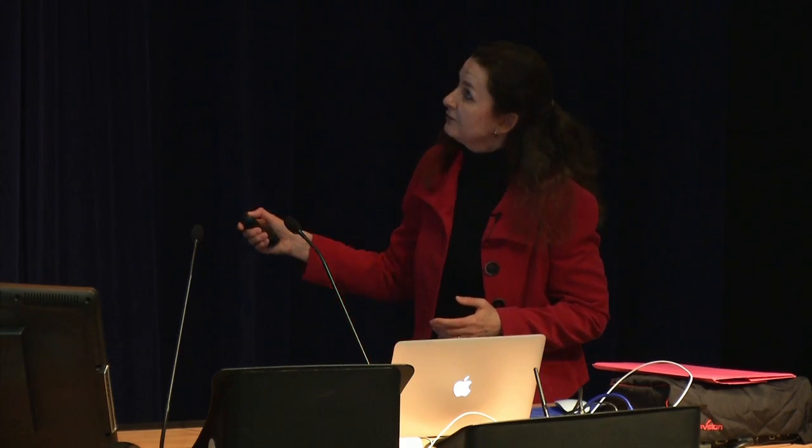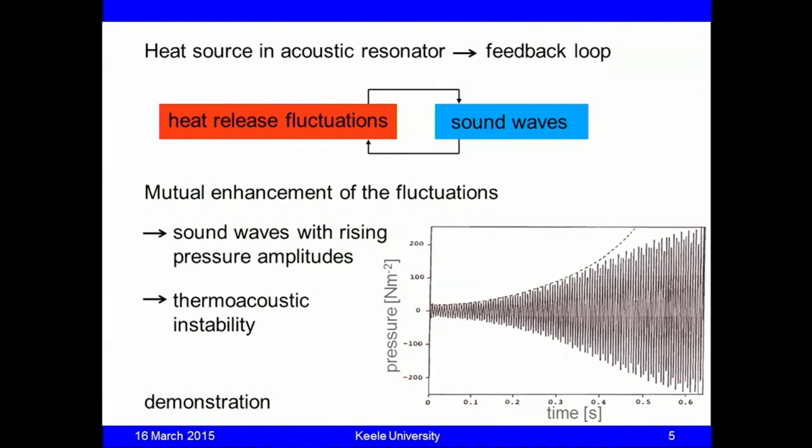Right, so if we put these two processes together, and they do occur together when you have a heat source in an acoustic resonator, because the heat source produces sound waves. In a resonator, the sound waves get reflected, come back, travel through the heat source, and you get this interaction. So if you put the two together, you get a feedback between heat release fluctuations and sound waves. And if they are phased accordingly, then one enhances the other. The heat release fluctuations enhance the sound amplitude, the sound waves enhance the oscillations of the rate of heat release.